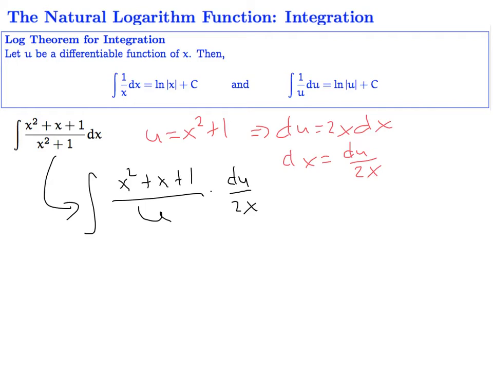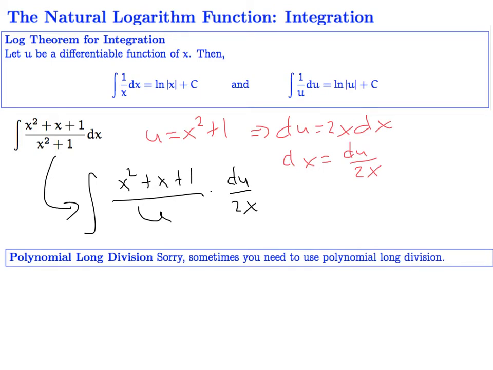So what we want to do first, actually, when we're faced with something like this, is we want to bring back our old friend, polynomial long division. And polynomial long division says, sorry, sometimes you need to use polynomial long division first. Okay, so let's clear this off and make some room.